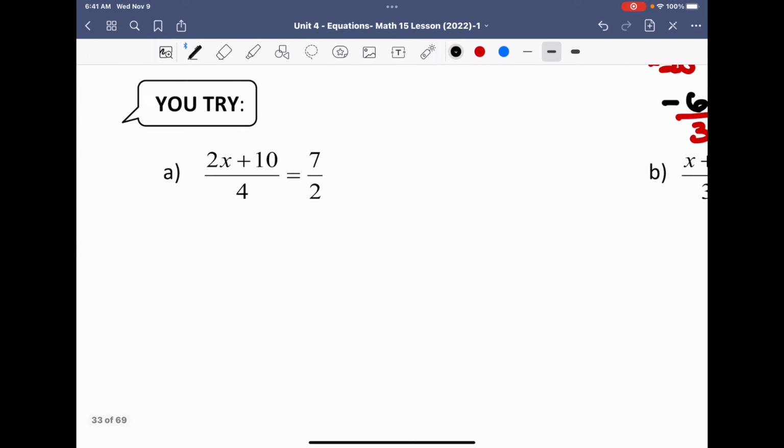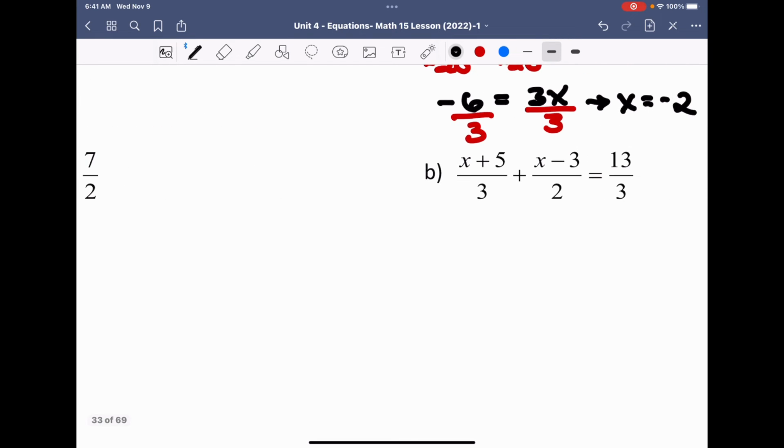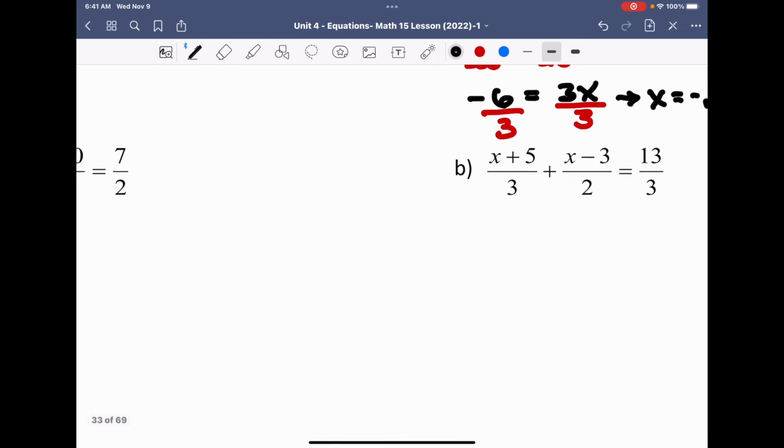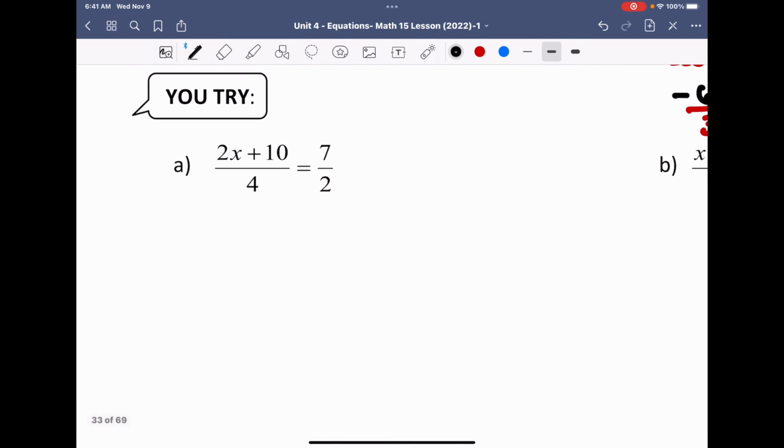So the U-Try section should look very similar to the ones we did above, where A looks very similar to our first two, and then B is going to look very similar to our last example, or the last two. So let's solve A here together. If I want to solve this, I realize that my LCM is going to be equal to 4. Reason being is because I can multiply 2 by 2 to get 4. So the first number that both these reach is an LCM of 4.